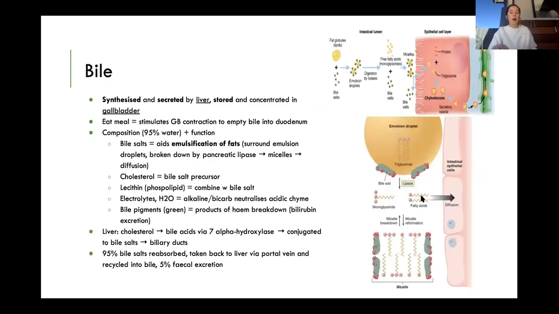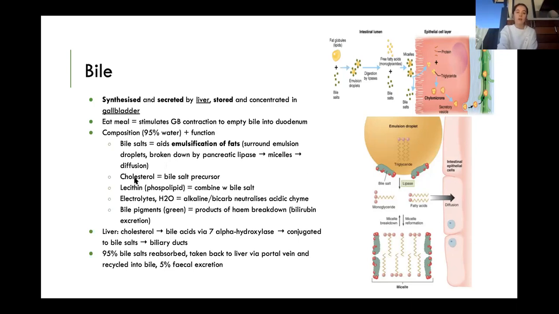And then your bile, which is synthesized and secreted by the liver, is stored and concentrated in the gallbladder. So when you eat a meal, it stimulates the gallbladder to contract and empty this bile into the duodenum. Your bile is mostly made of water, but it's also got your bile salts, which are important in digestion of fat. So the bile salts surround these emulsion droplets created by the GIT tract, and then it allows the pancreatic lipase from your pancreatic secretions to enter in and further break it down. So then your fats can diffuse across, as seen in this picture.